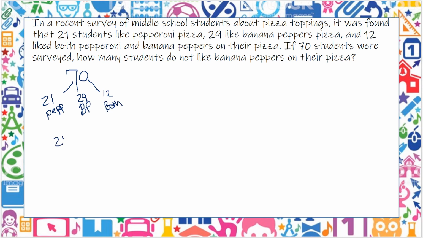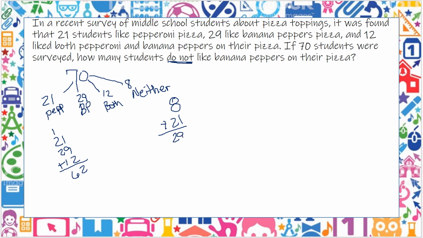We've got 21 plus 29 plus 12. That'd be 62. We're missing some kids, so that would be 8 of them don't like either of those. So how many students do not like banana peppers? So I'd say the 8 that are neither, and the 21 that are just pepperoni. So that would be 29 students do not like banana peppers.